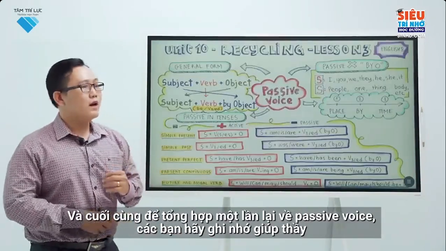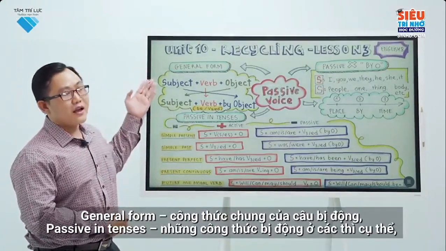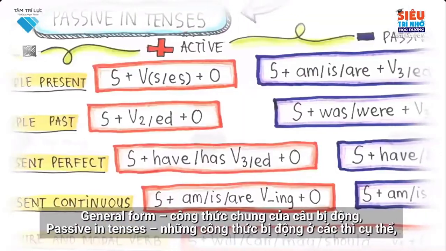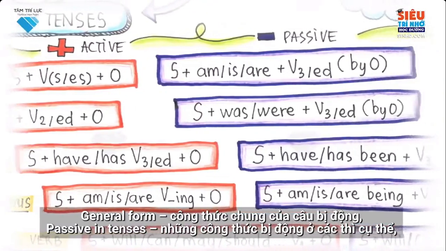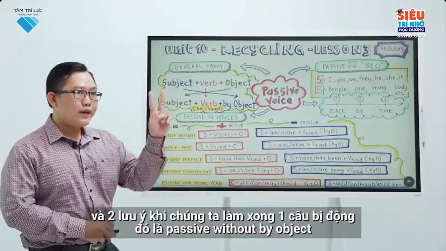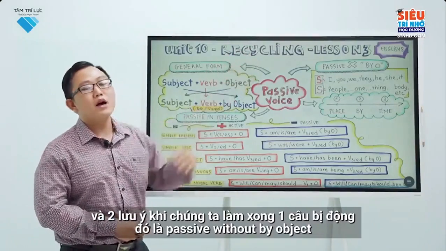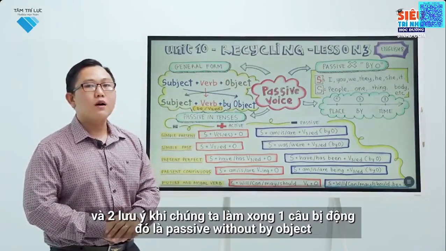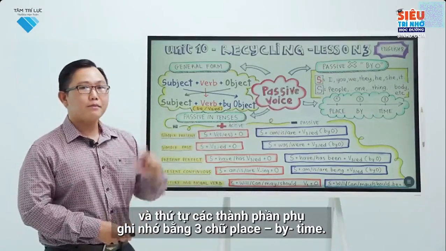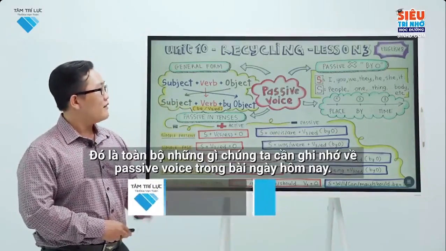Finally, to sum up passive voice, please remember the general formula of passive sentences, the passive formula in tenses. And two notes when we do a passive sentence: passive without by object, and the order of the subcomponents with three words: place, by, time. That's all we need to keep in mind about passive voice in today's lesson.